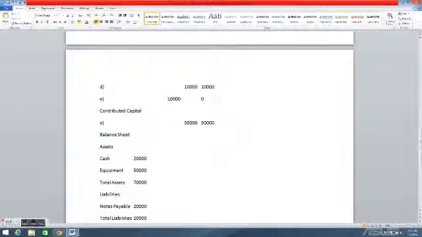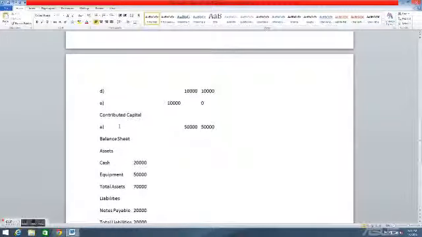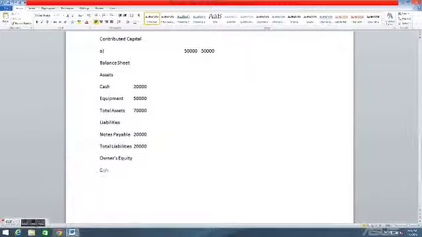So now for our lone owner's equity account in this simulation, contributed capital, our ending balance in that was $50,000. And then I will go ahead and total our owner's equity, which will be $50,000 since it just had a contributed capital account in it. And I'm going to total our liabilities plus owner's equity as well. And our total of those is $70,000.